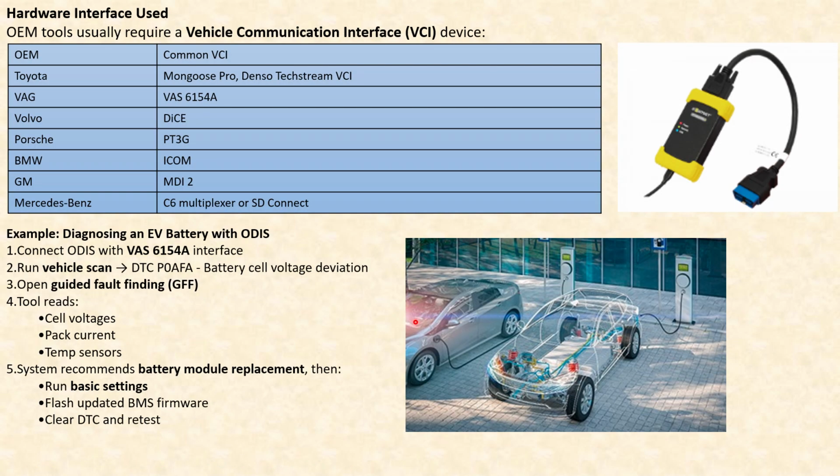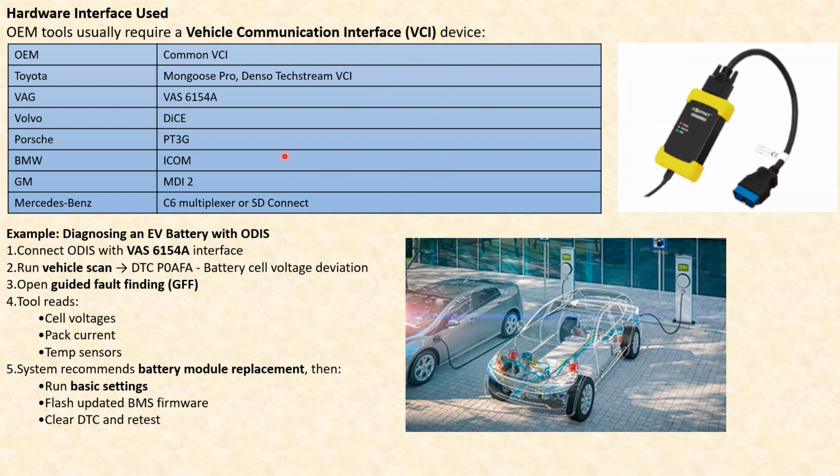Okay, so what are the various hardware interfaces involved? OEM tools usually require a vehicle communication interface. Now we will see the name of the OEM and the common vehicle communication interface. For Toyota, the communication interface is Mongoose Pro and Denso Techstream. For Volkswagen, VAS 6154A, for Volvo, DiCE, Porsche, PT3G, BMW, ICOM, GM, MDI2, and for Mercedes-Benz it is the C6 multiplexer, SD Connect. Now explaining this is beyond the scope of this particular video.